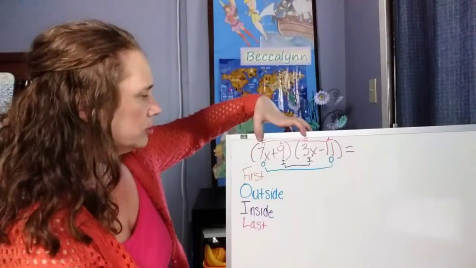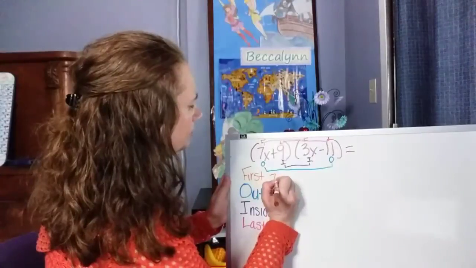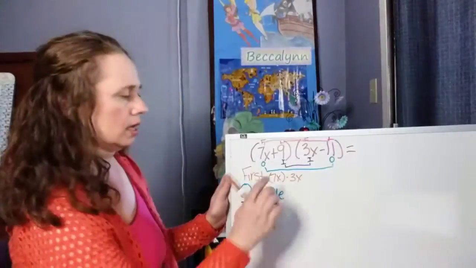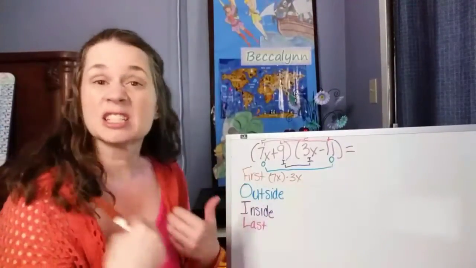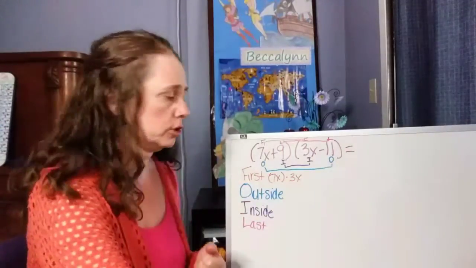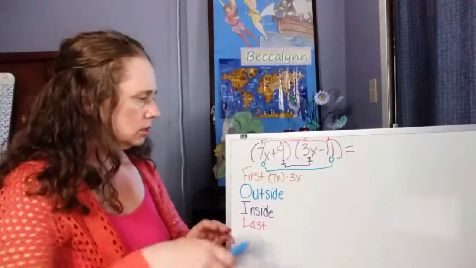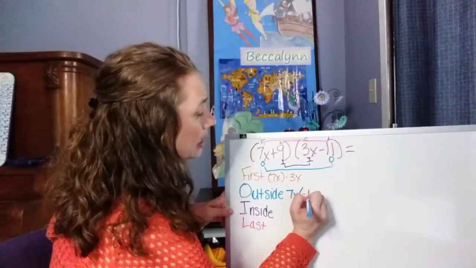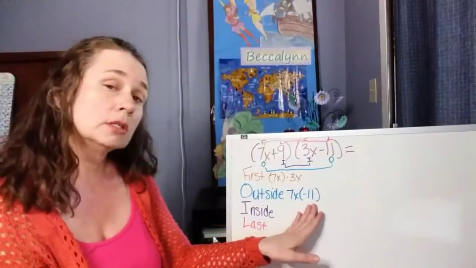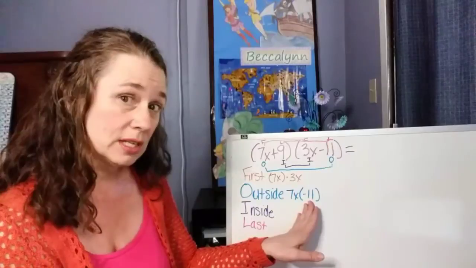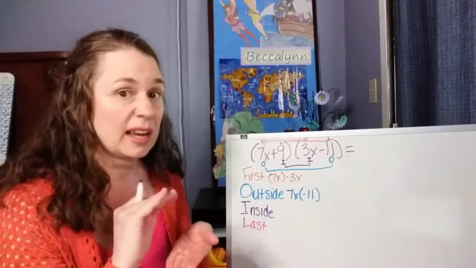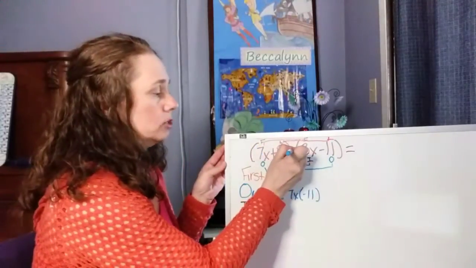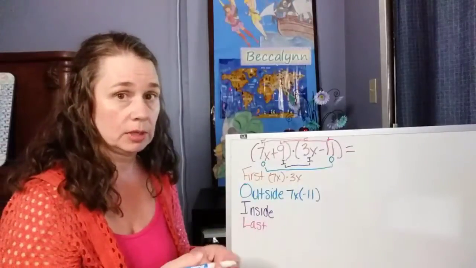So we have first is 7x times 3x. Okay, you can put the parentheses. You don't have to. It depends on how your brain works and what makes it easier for you. Then we have our outside. So our outside is 7x times negative 11. Now I always remember to put my parentheses around this just so that I remember I'm not subtracting. We're multiplying because we have two parentheses here. So we can imagine there's a little multiplication dot in the middle.